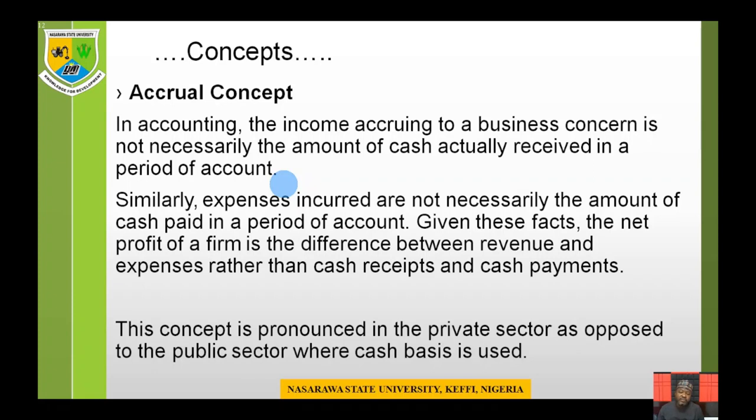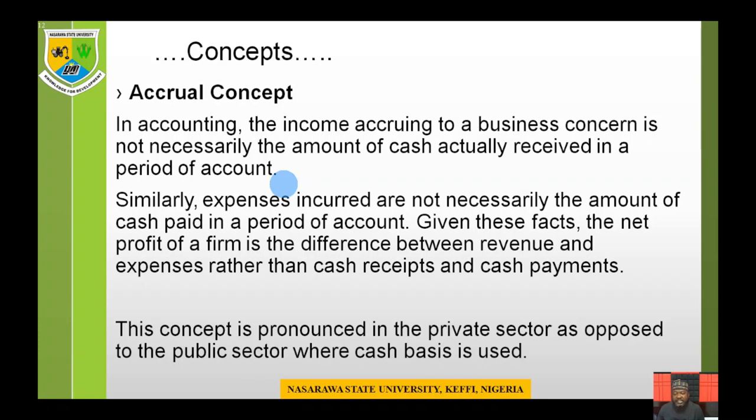Now, if you pay for 2 years' rent to the landlord, he has received cash, and you have given out cash. But can we say that the cash so given and the cash so received by the landlord constitutes income on the part of the landlord and expenses on the part of the person that is renting the facility? Not 100%. Let's exclude that.